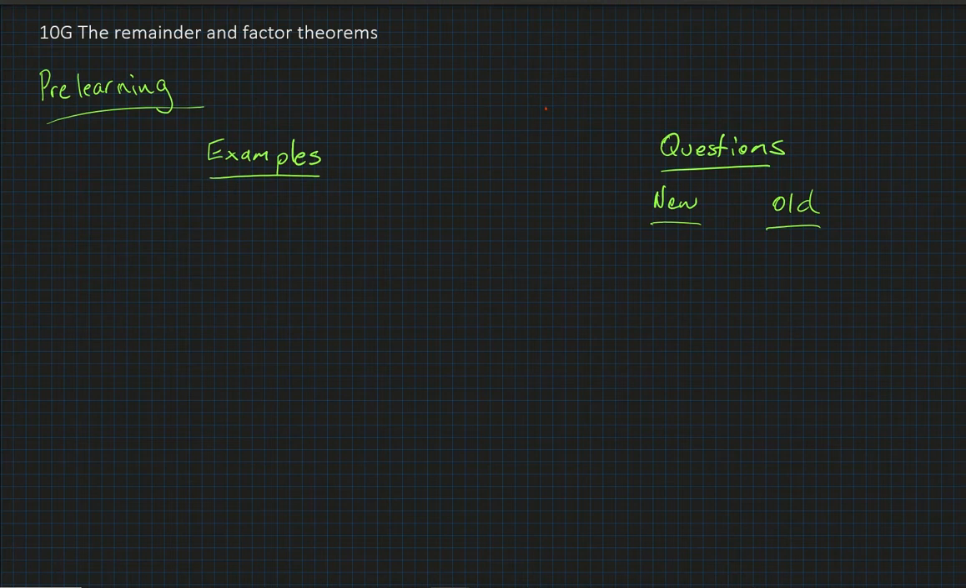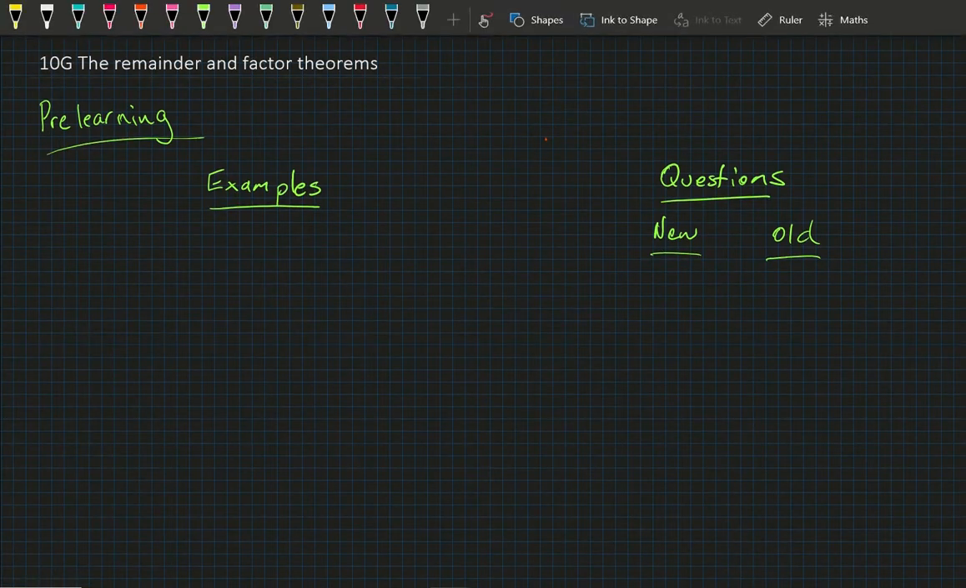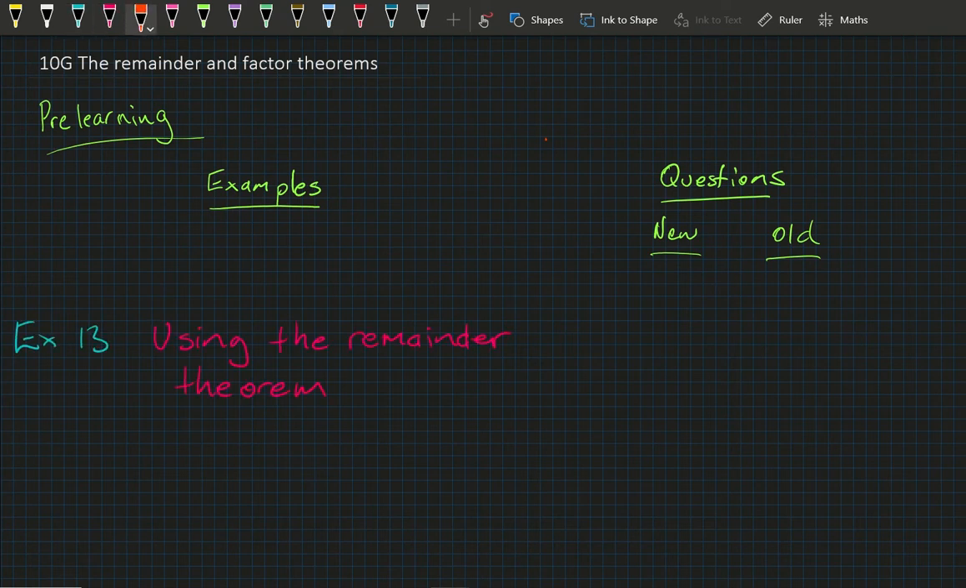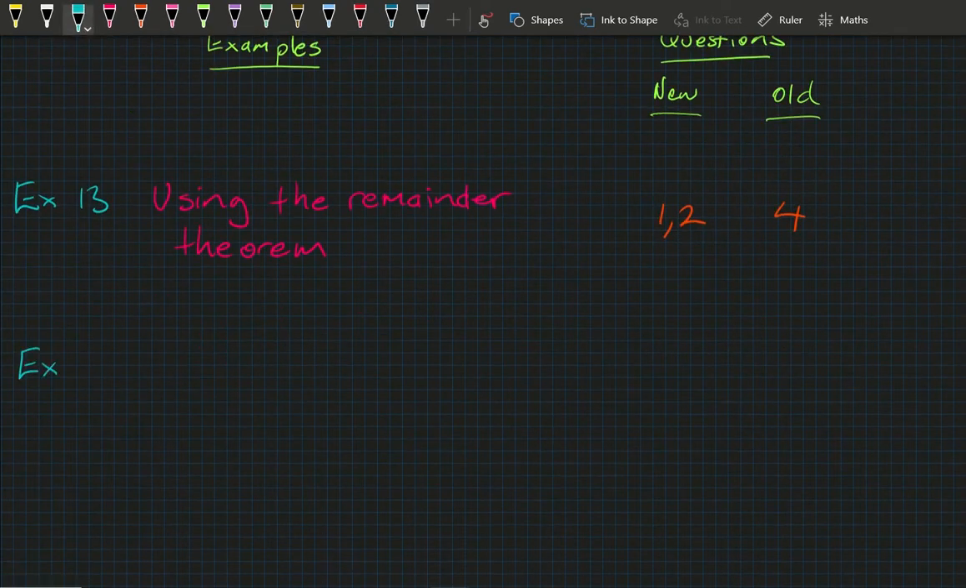In today's lesson, your examples and pre-learning will be example 13, using the remainder theorem, and your pre-learning for this example will be questions 1 and 2 in the new book and question 4 in the old book. Then we'll do example 14, which is finding a linear factor, and your pre-learning for this example is question 4 in the new book, question 6 in the old book.